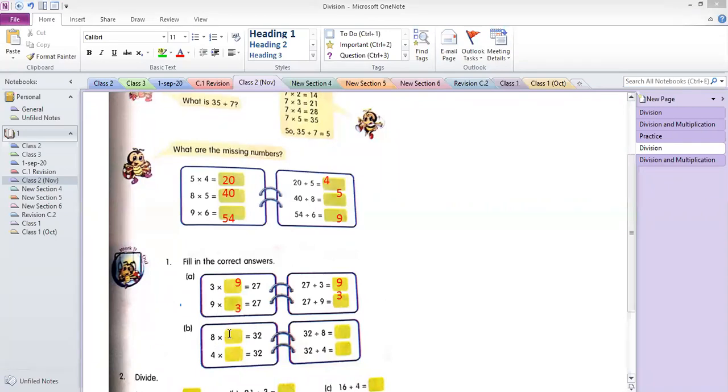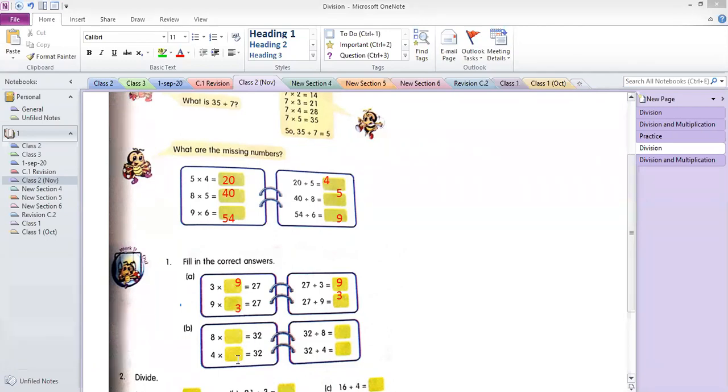8 multiplied by what number will give you 32? How many times do you read the table of 8 in order to get 32? Now, 8 multiplied by 1 equals what? 8 multiplied by 1 equals 9? Do you know the table of 8? No. Do you know the table of 4? Can you tell me 4 multiplied by what number will give you 32?